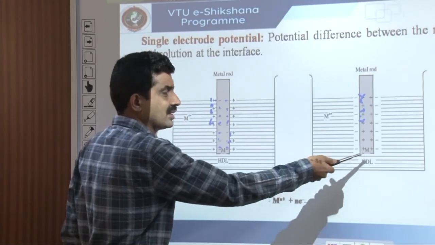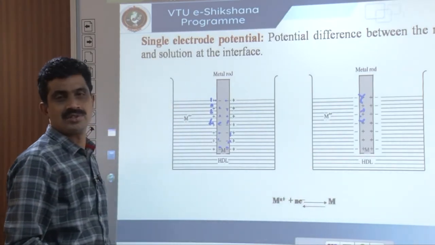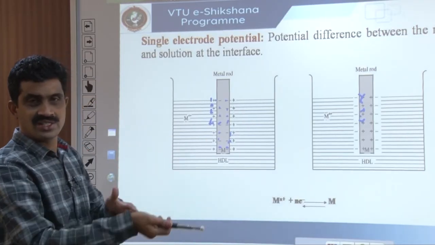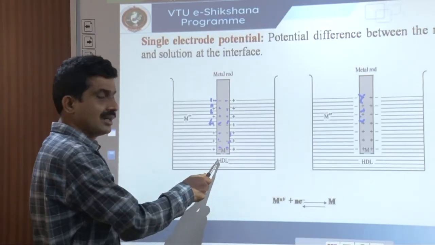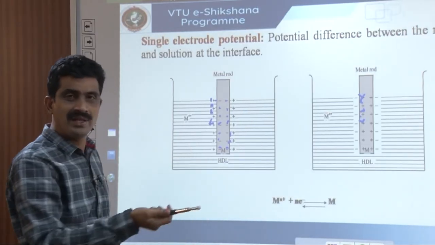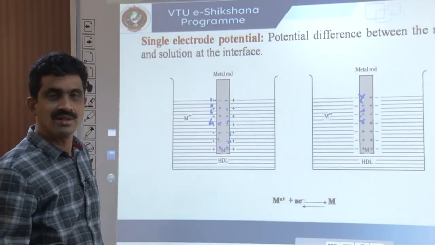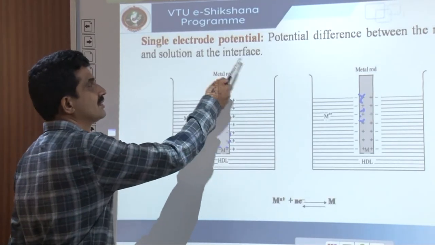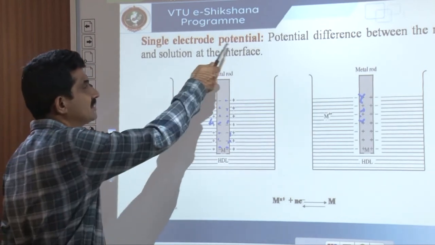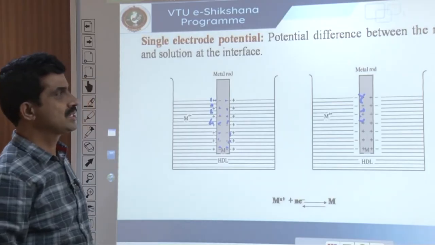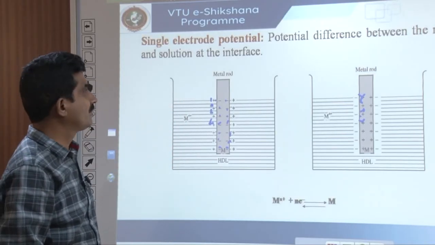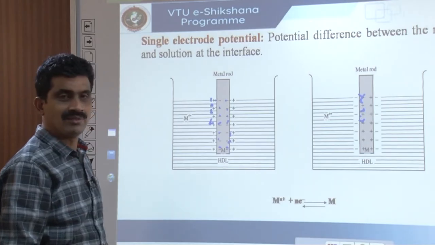Again, it is nothing but the electrical double layer, the Helmholtz double layer. Whether it is oxidation or reduction, an electrical double layer is formed. The formation of the electrical double layer is responsible for the electrode potential, which is nothing but the single electrode potential. We say it is the potential difference between the metal electrode and the solution at the interface.